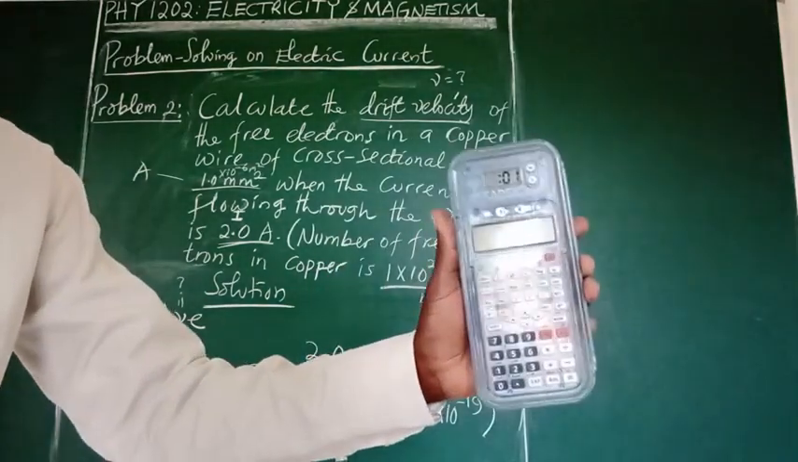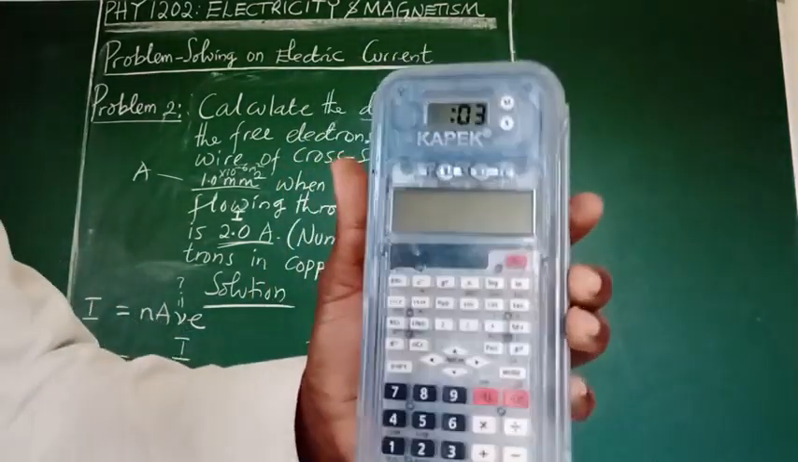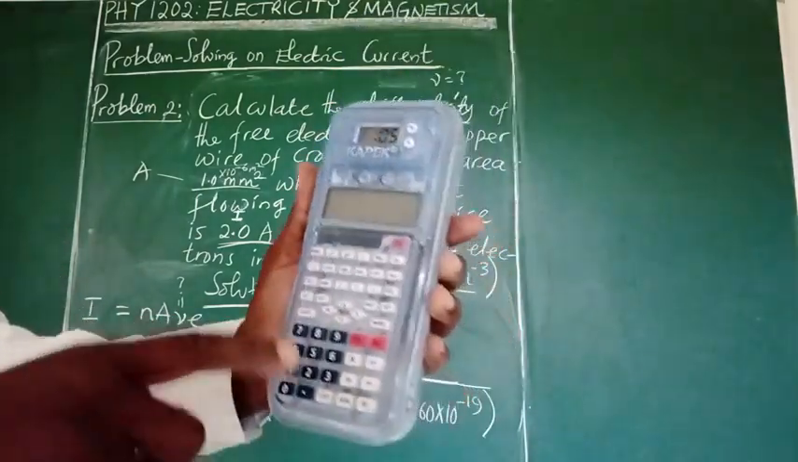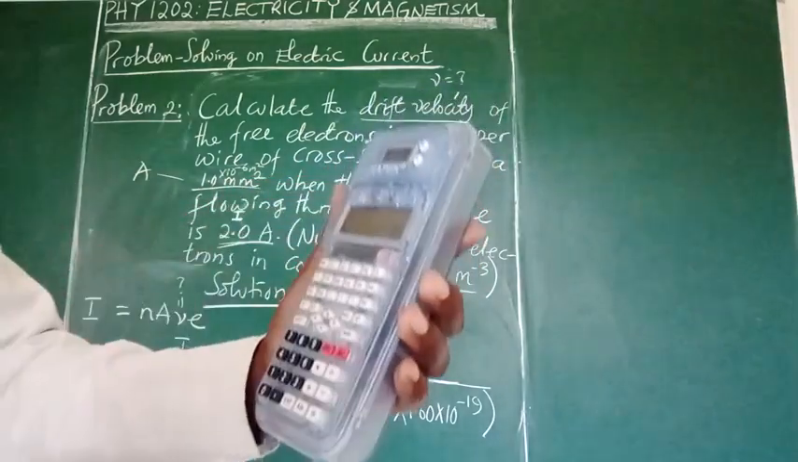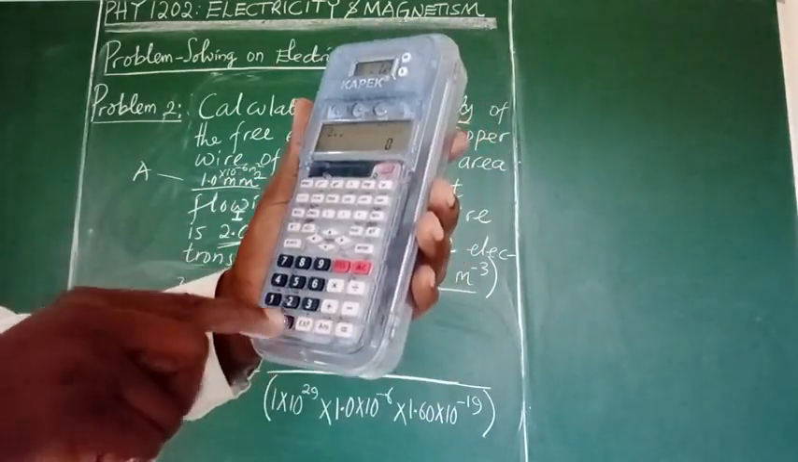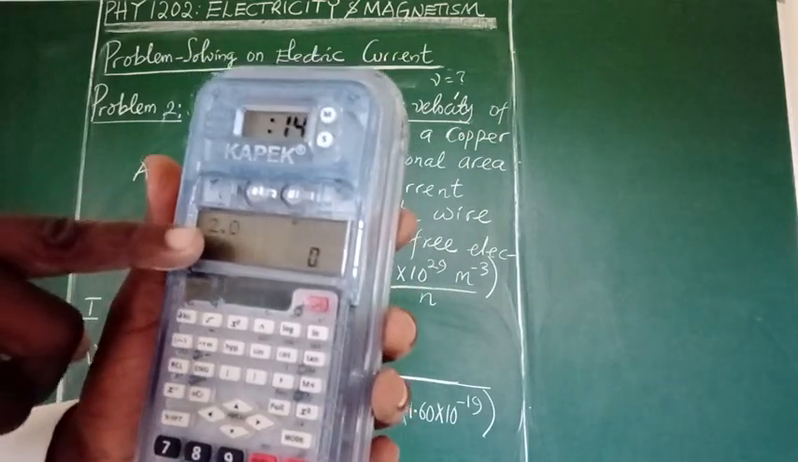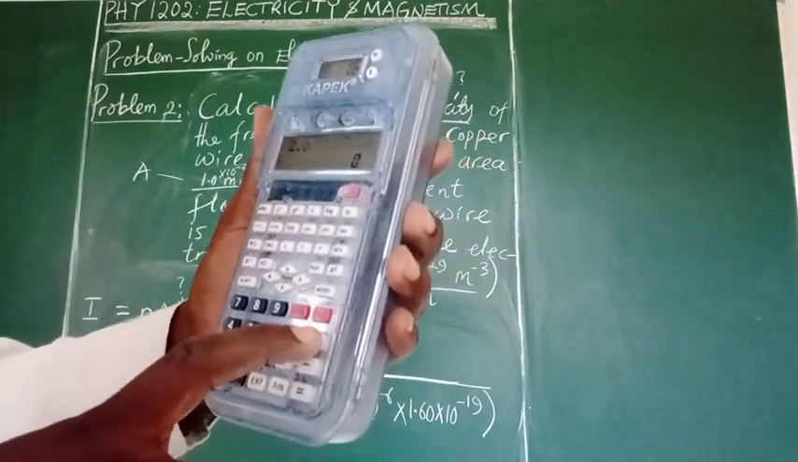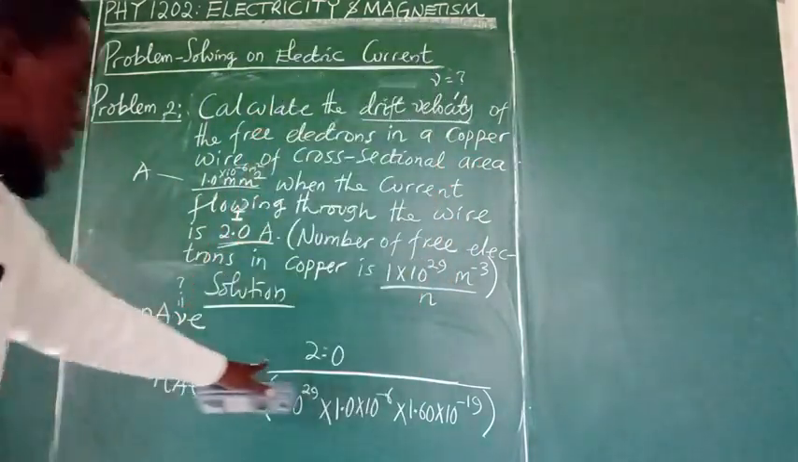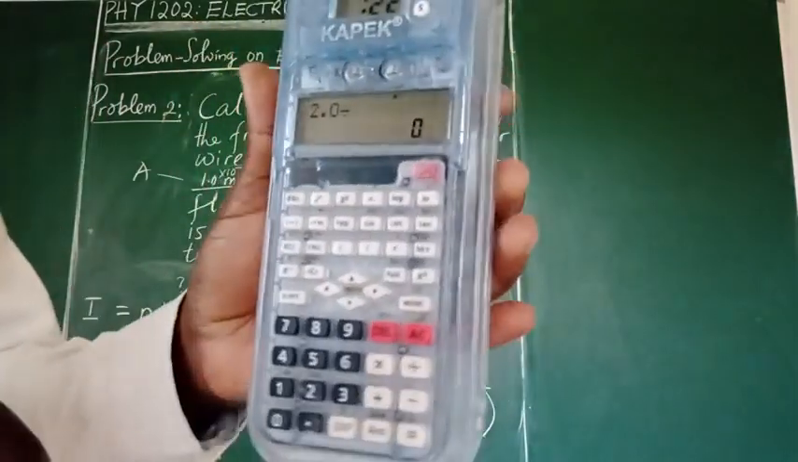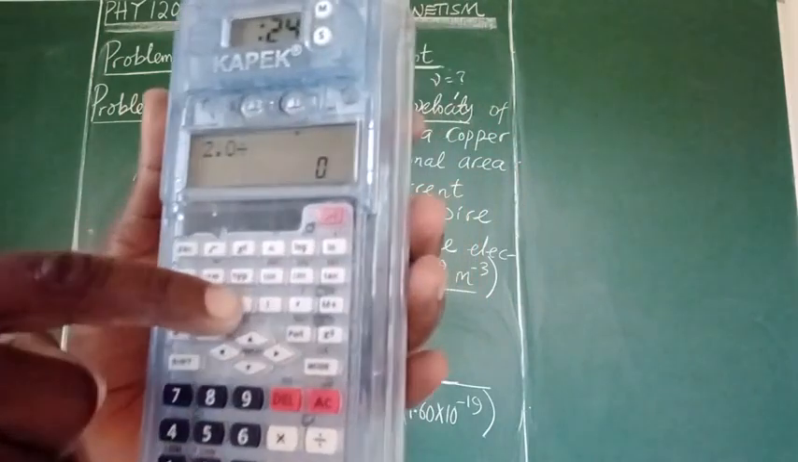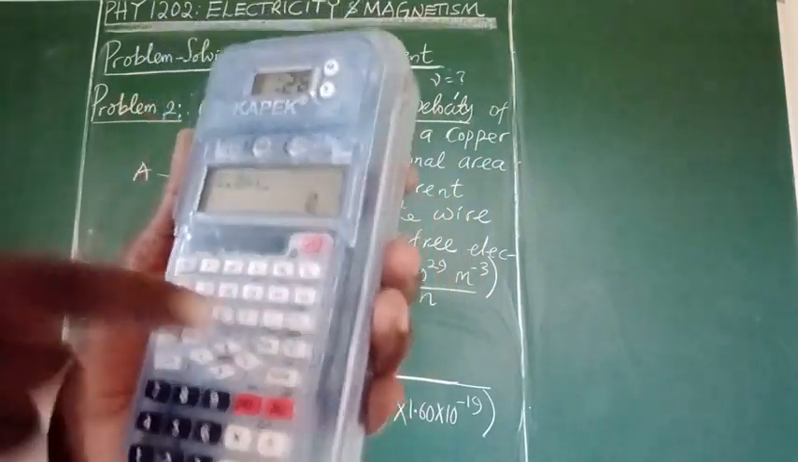Okay, next, let's bring our calculator. Now, what we are going to do here, we have the numerator 2.0, so we press 2.0. See, we have the 2.0, then press divided by, because you have the dividing line, and now you open the bracket. Open the bracket, this is necessary.